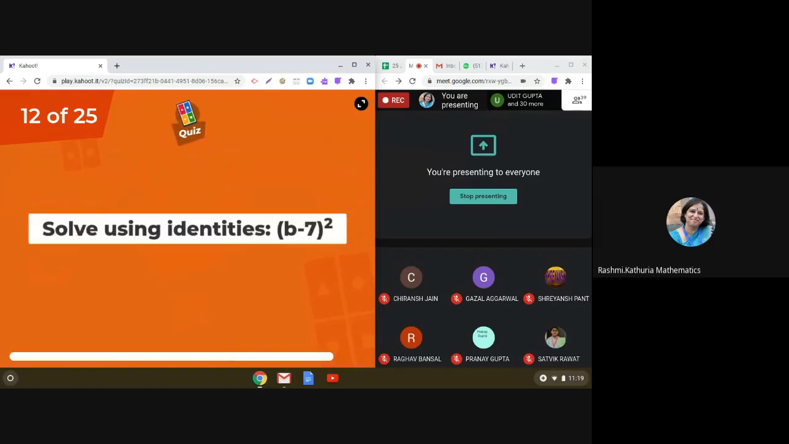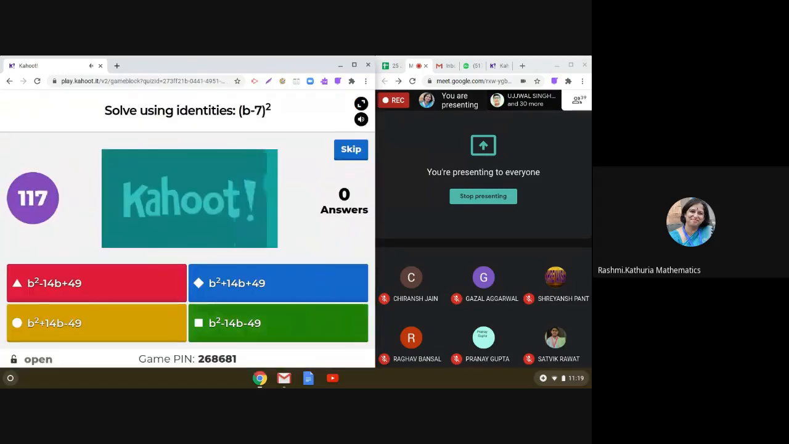Solve using identities: b minus 7 whole square. I know the answer. Quickly choose the correct answer, and make sure that you are reading the choices. After a few seconds, I will be skipping this.